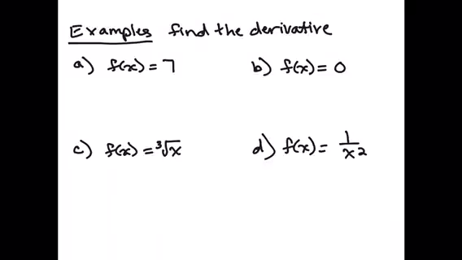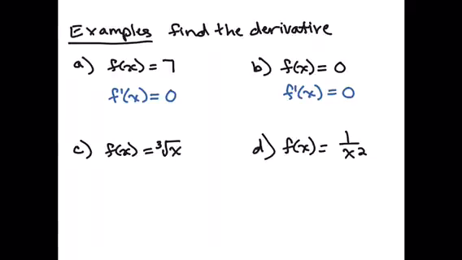Find the derivative of f of x equals 7. Well, 7 is a constant, and it's the line y equals 7. That's a horizontal line, and horizontal lines have a slope of 0. So this makes sense. Our derivative is slope, and the slope of this horizontal line would be 0. For f of x equals 0, that's the same thing. That's a horizontal line, y equals 0. It's also the x-axis. But the slope of that horizontal line would be 0.